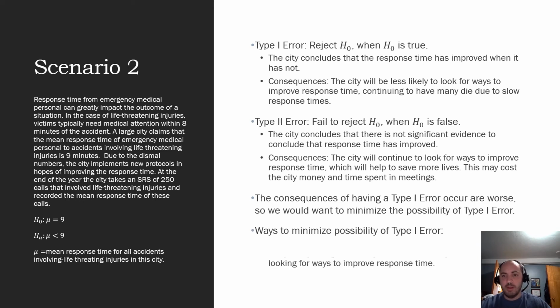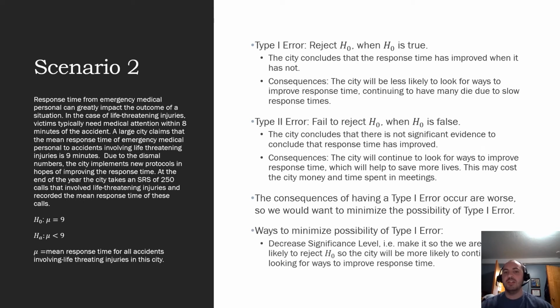So what can you do to minimize your type 1 error? Well, decrease your significance level alpha. Make it small so you're more likely to not reject your null hypothesis. Because if you're not rejecting it, then that's when the city's going to follow up and look to see what else they can do. Okay, so I talked about this thing called power relating to the type 2 error before. So let's look at that now.